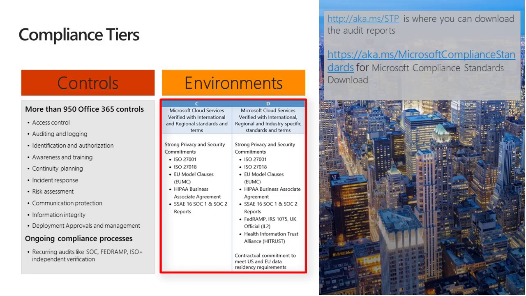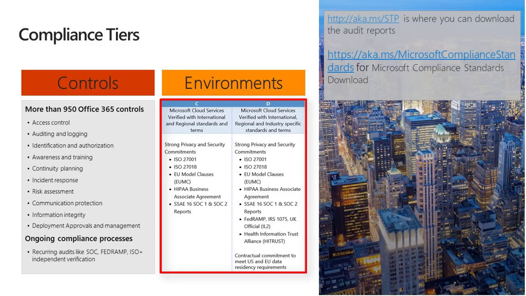You can see the privacy and security commitments: ISO standards 27001, 27018, the EU model clauses, the HIPAA standards, and SOC 1 and SOC 2. That is the minimum standard level of compliance that a service must adhere to be branded Office 365. And Microsoft Teams was Tier C compliant when we released.